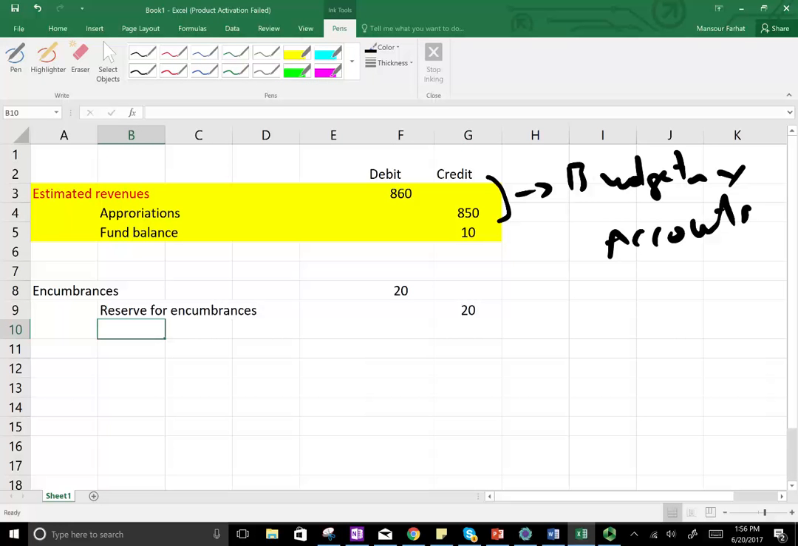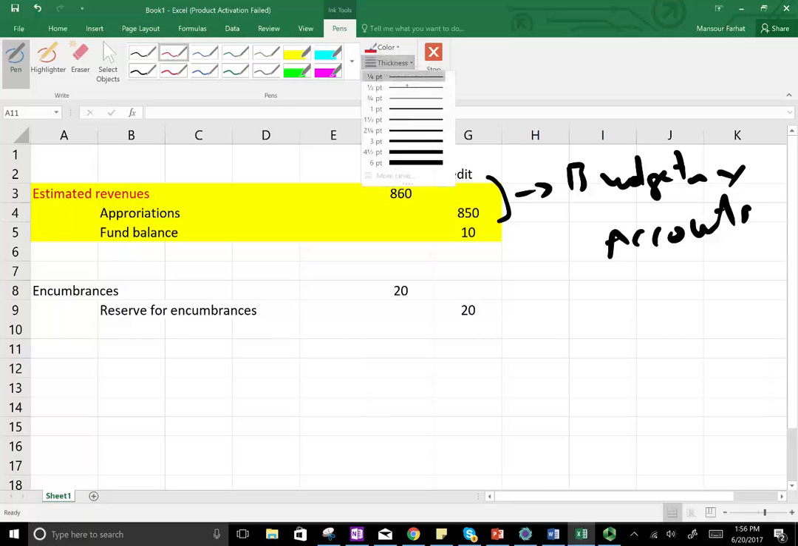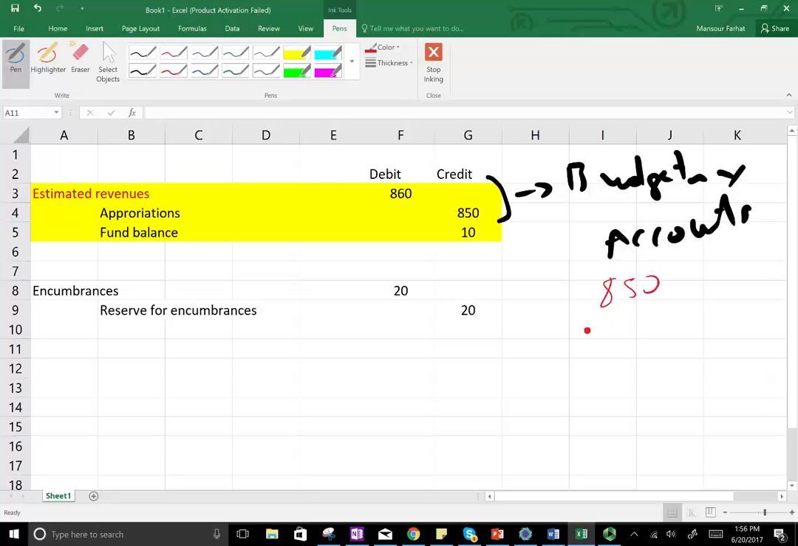What we're saying is, since we ordered the items, that $20 million is taken out of the budget for spending, so don't spend it. If you want to look at it another way, remember we expected to spend $850 in total. We already committed $20. What we're saying is we still have $830 to spend. This is from the $850 of the original budget. This is what we're saying in this encumbrance entry.